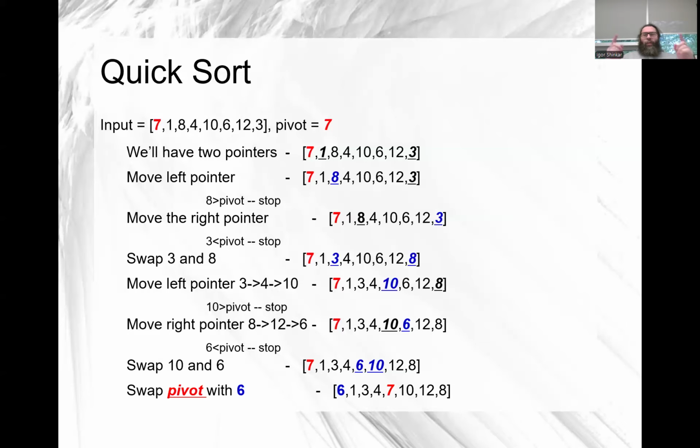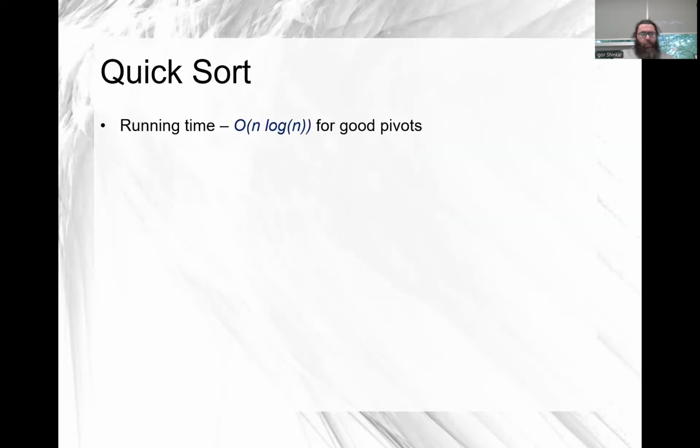And what is the running time of this algorithm? Well, what's happening in every step? In every step, we either move the left pointer, or the right pointer, or swap. And notice that every element we pass on exactly once, which means that the total running time is linear in n. Okay, and here's a claim. For good pivots, the running time is order n log n. And the reason is the following.